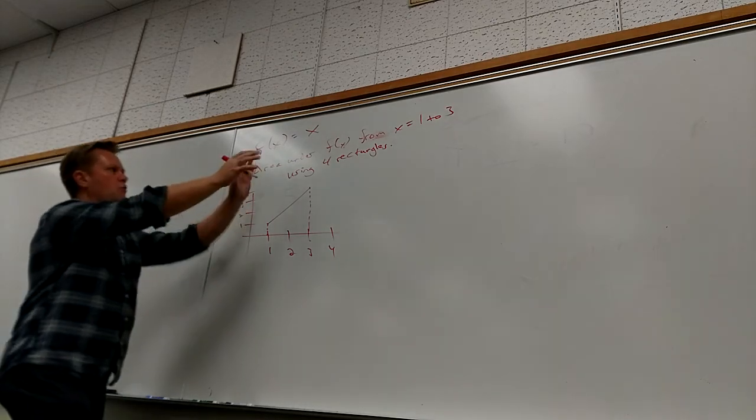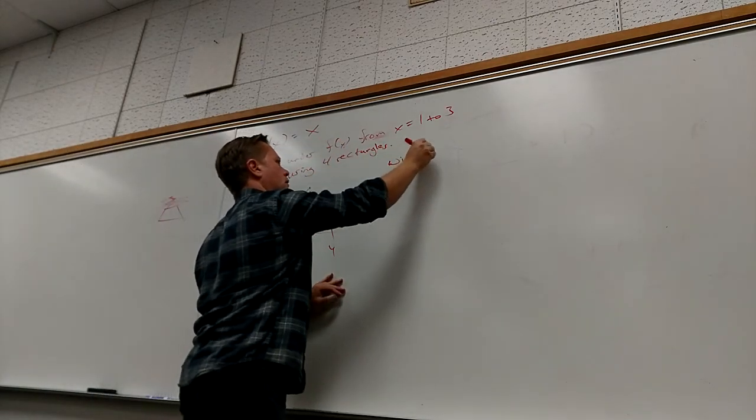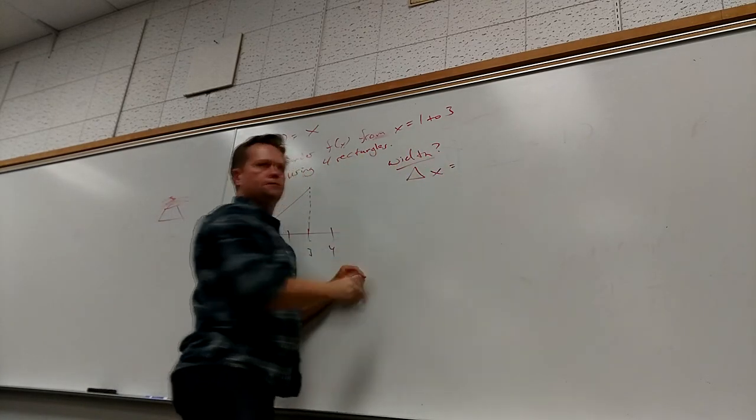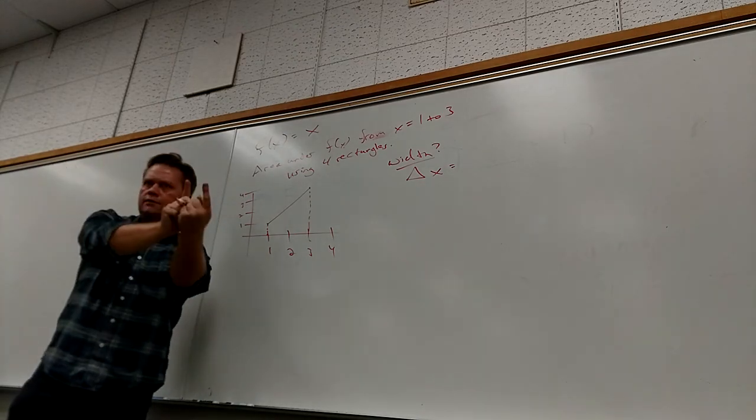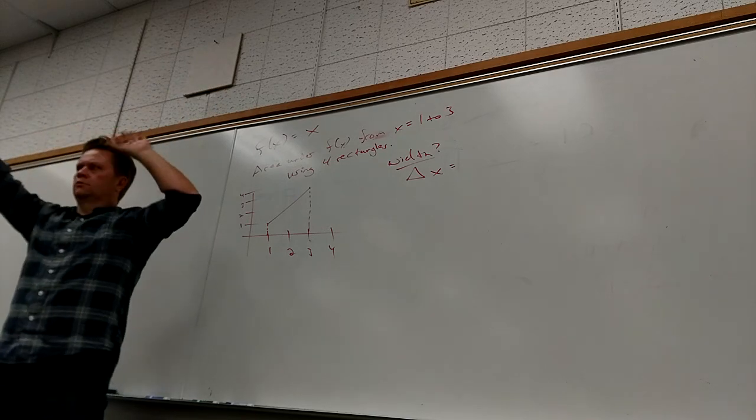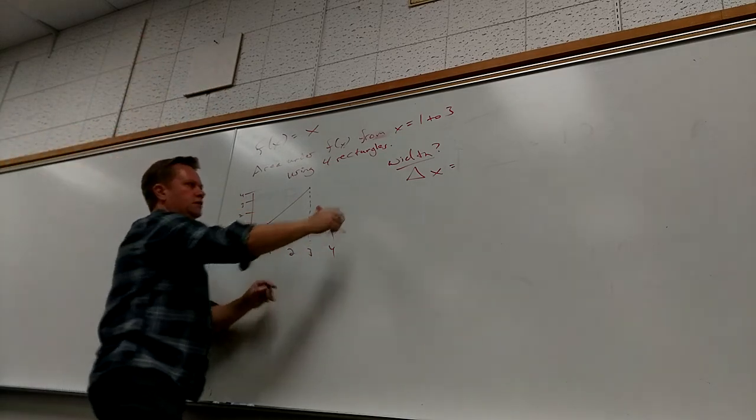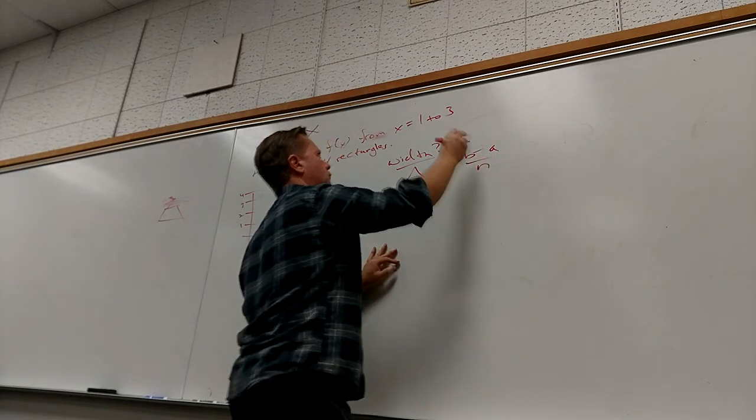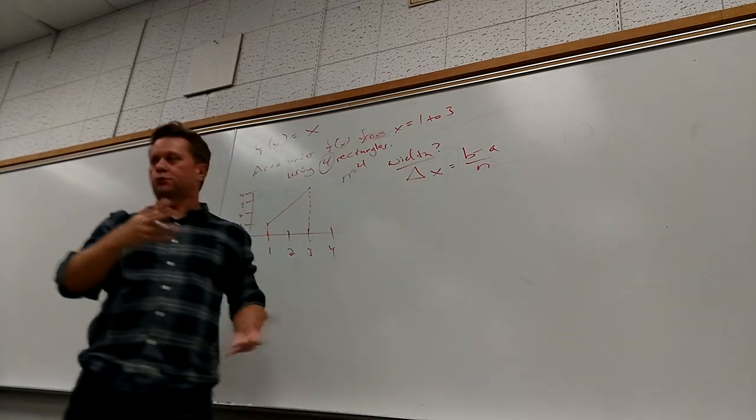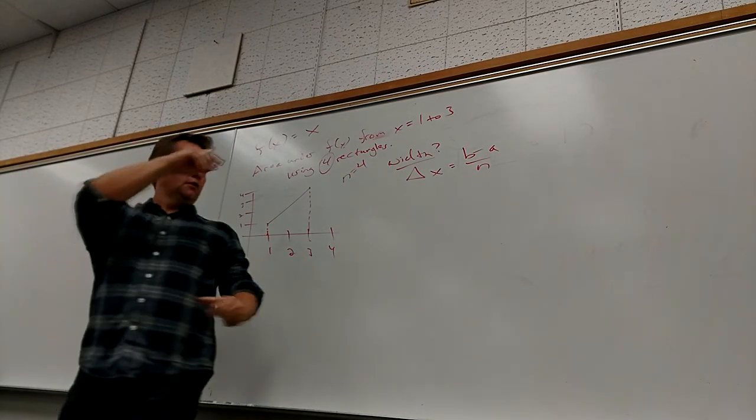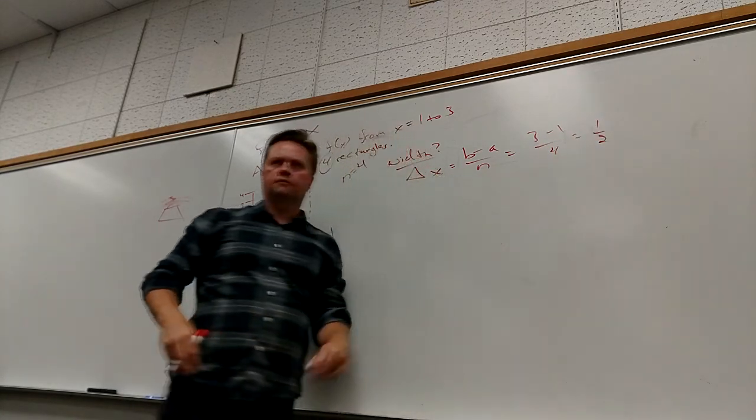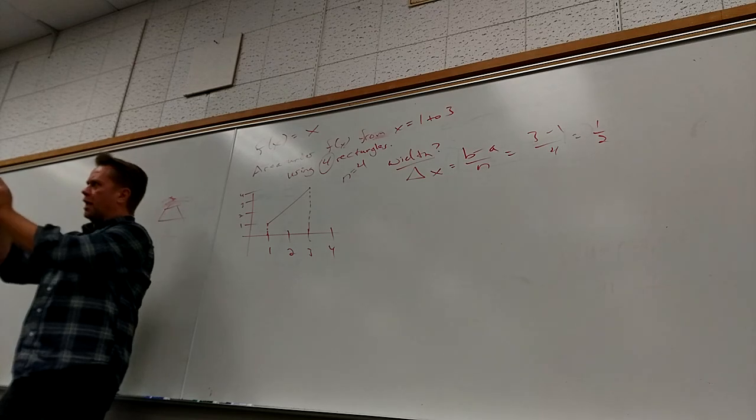So this example we could do. How do I do this? How wide is each rectangle going to be? That's delta x, the symbol for how far you go on the x-axis. What's the official formula for it? b minus a over n, where n for us is 4, the number of rectangles. So I've got 3 minus 1 over 4. Each rectangle should be 1/2 wide.